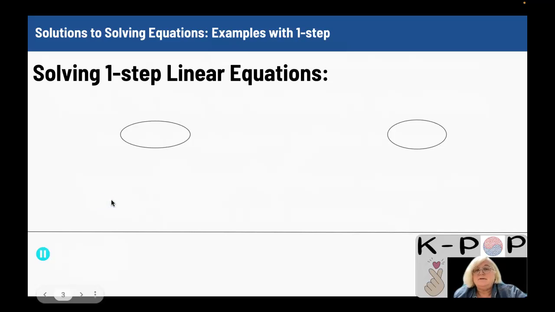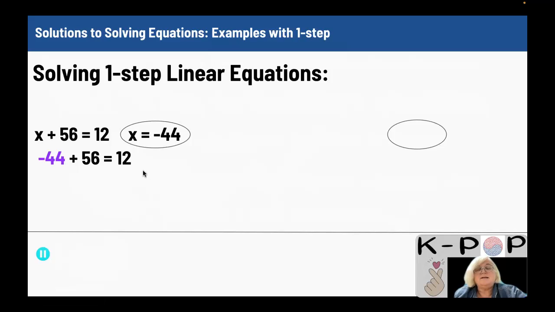Solving one-step linear equations. The first example that I went over was x plus 56 equals 12, and we got x equals -44. If I plug -44 into the x, I get -44 plus 56 equals 12. -44 plus 56 is 12, so 12 equals 12, so that is a true statement, and it is correct.